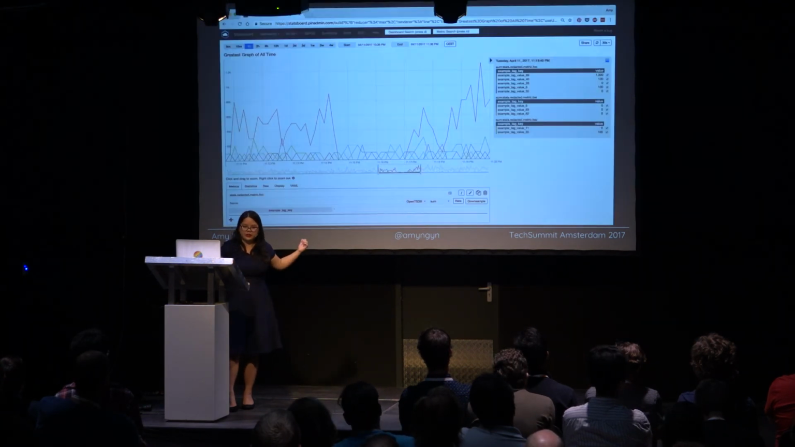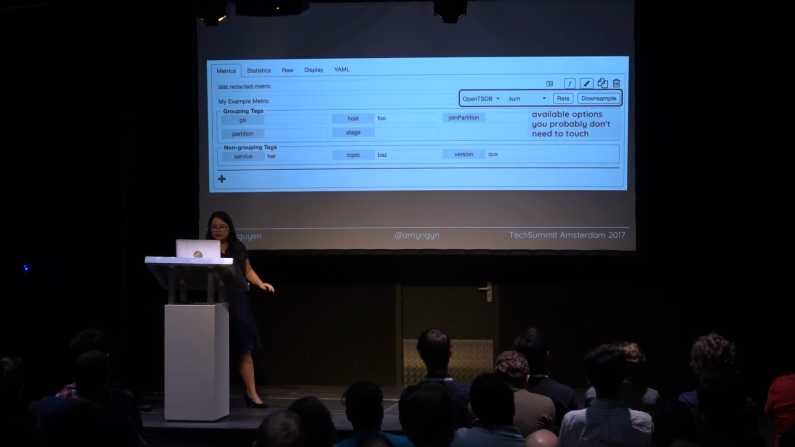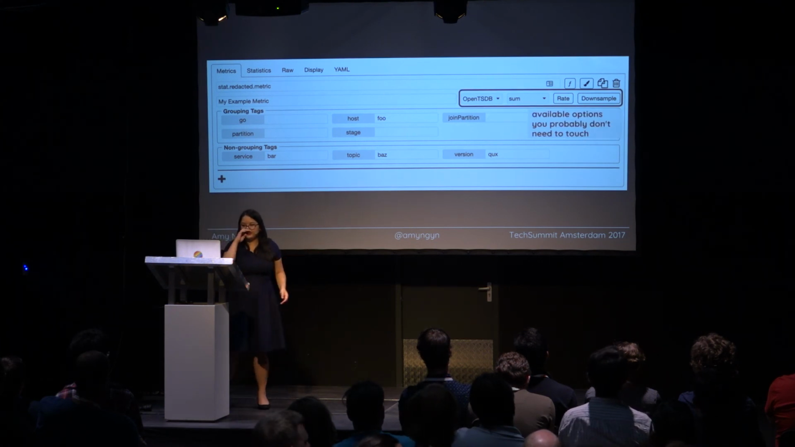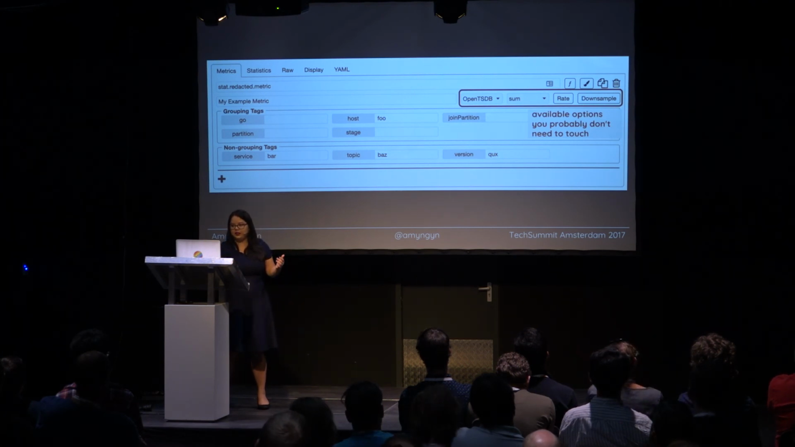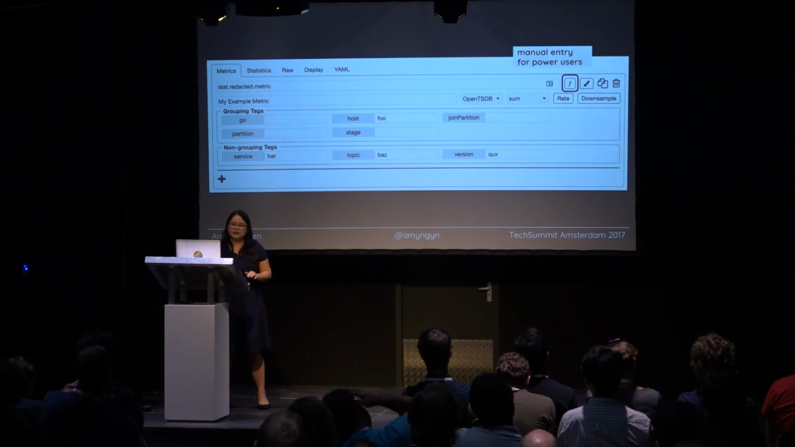And so that's why we switched to the graph builder UI, where at the bottom you can see that you type in your metric, and then you get all these tags. You get all these options that you don't necessarily have to touch. So if you want to switch from OpenTSDB to Graphite, you could. If you want to switch from sum to a different aggregator, or a different rate or a different downsample, it was all there for you. So you knew exactly which options exist. So there are no secrets.